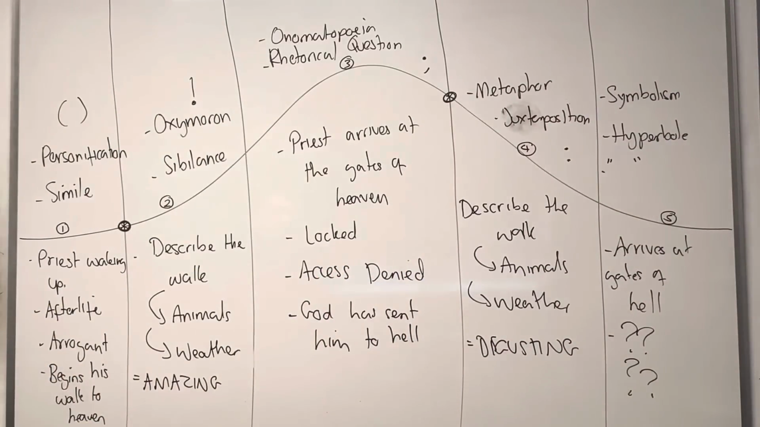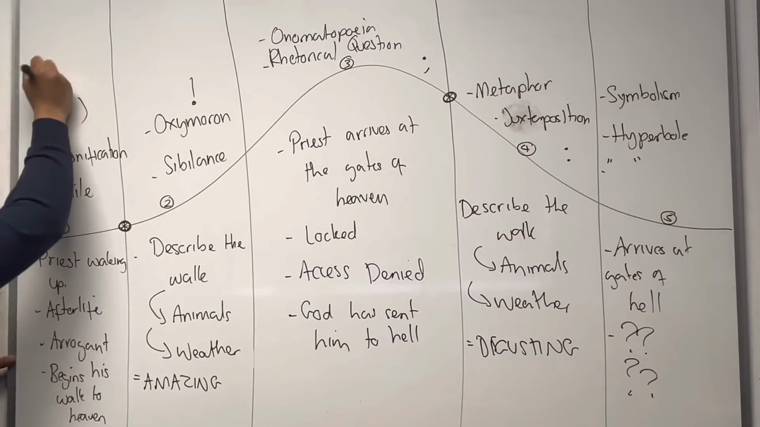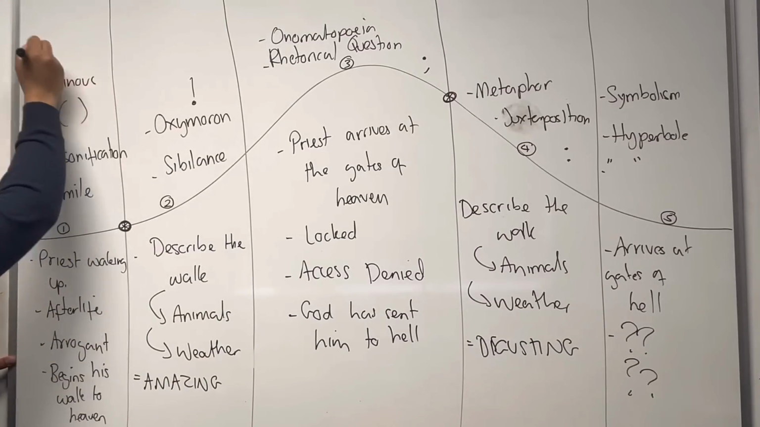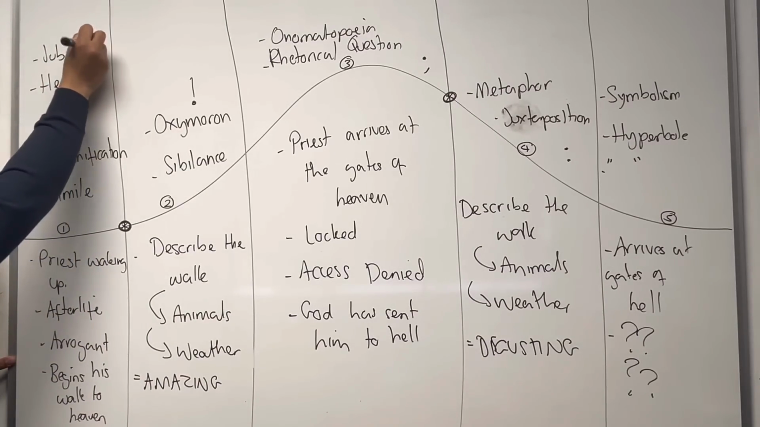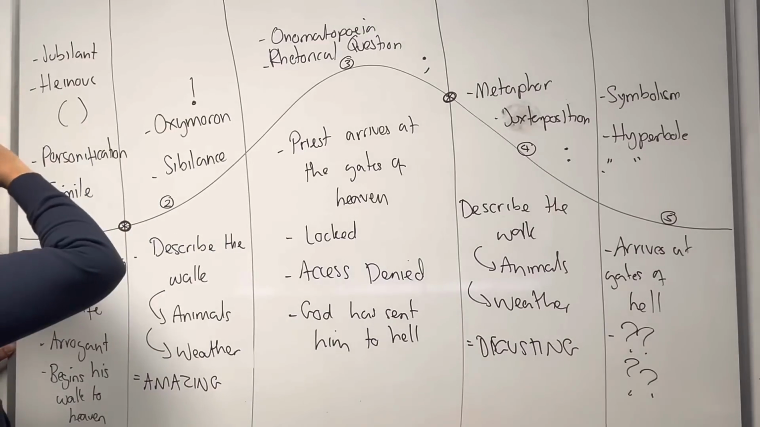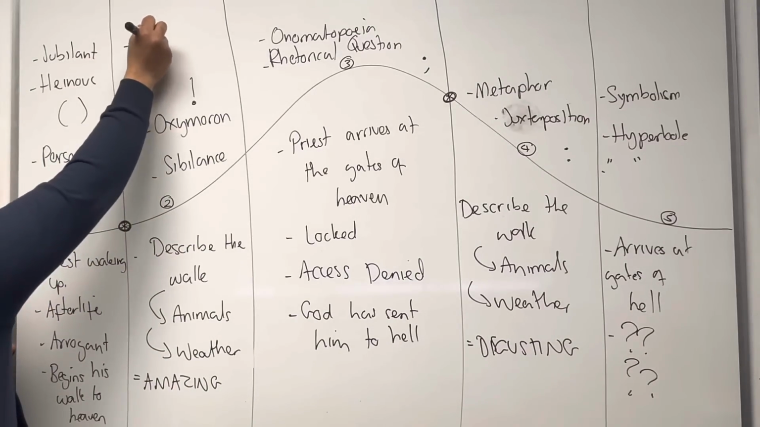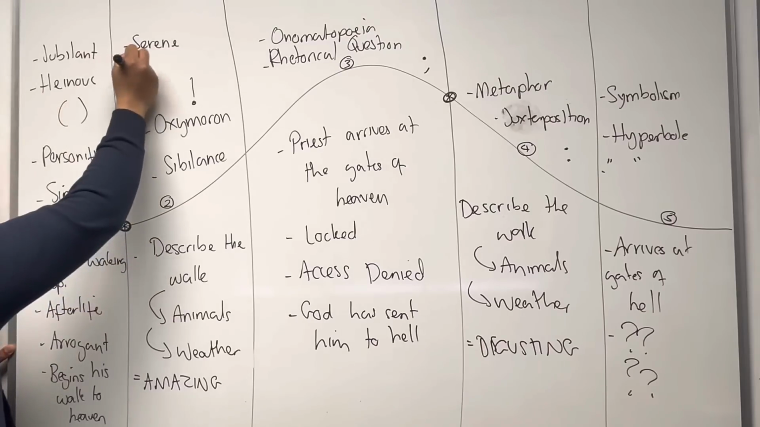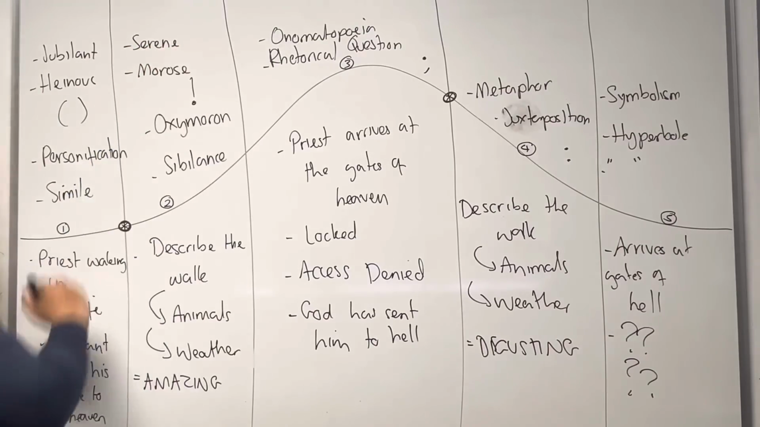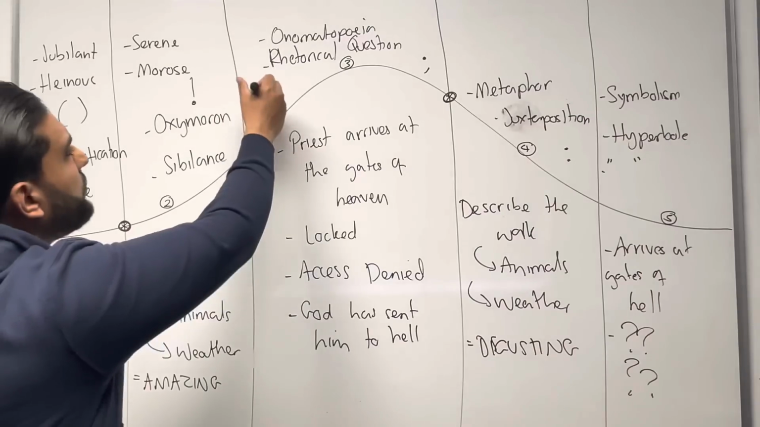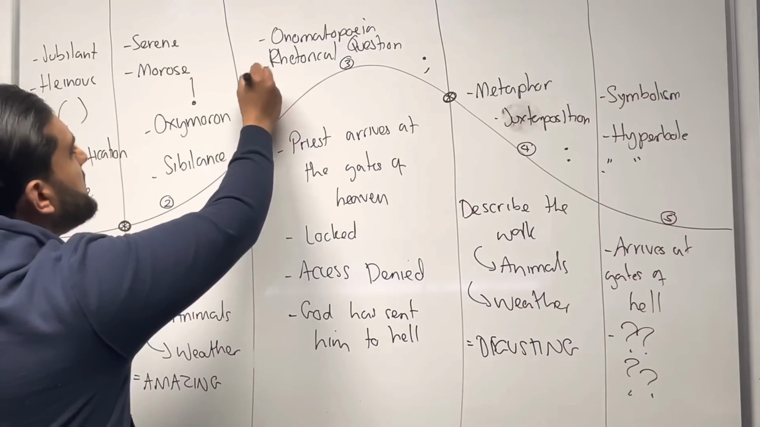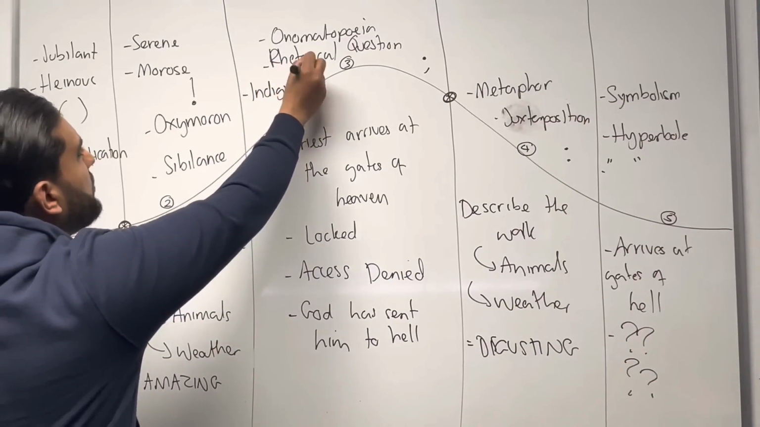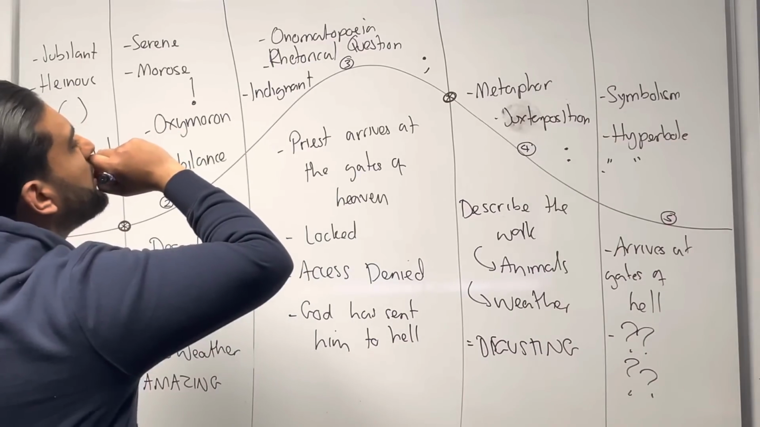Then I need my vocabulary, guys. And those of you aiming for a grade 9, your vocabulary is super important. Paragraph 1, guys, I will use heinous, which means bad, and I will use jubilant, which means happy. Paragraph 2, guys, I will use serene, which means peace and calm, and I will use the word morose, which means sad.